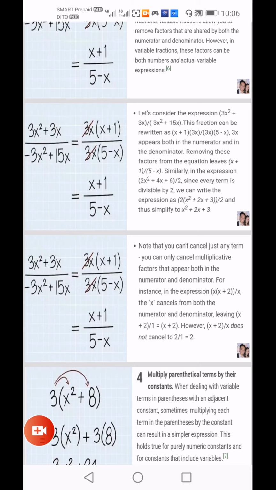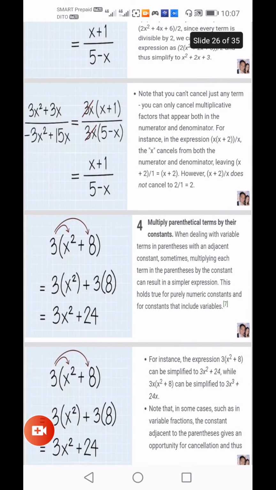Note that you can't cancel just any term. You can only cancel multiplicative factors that appear both in the numerator and denominator. For instance, in the expression x times x plus 2 divided by x, the x cancels from both the numerator and denominator, leaving x plus 2 divided by 1, which is equal to x plus 2. However, x plus 2 divided by x does not cancel to 2 over 1 equals 2.